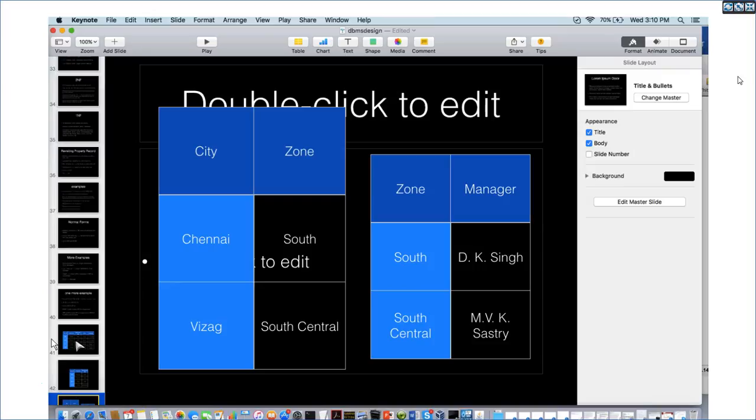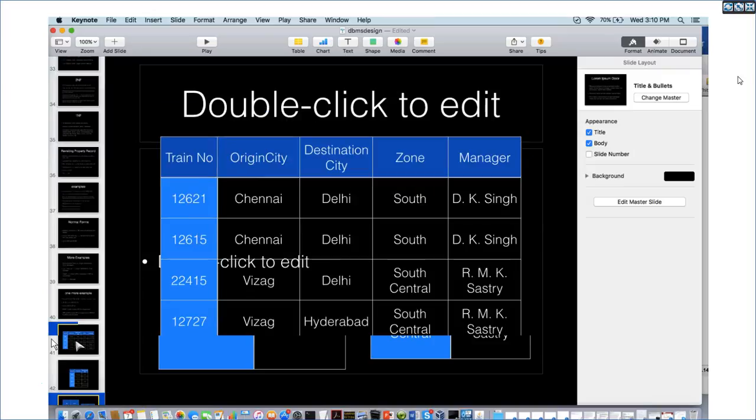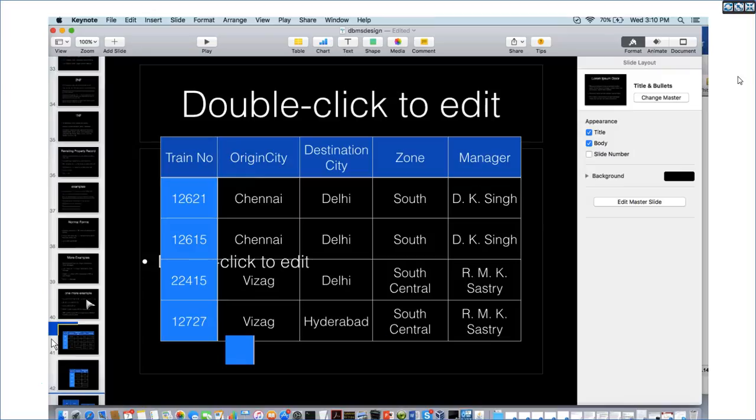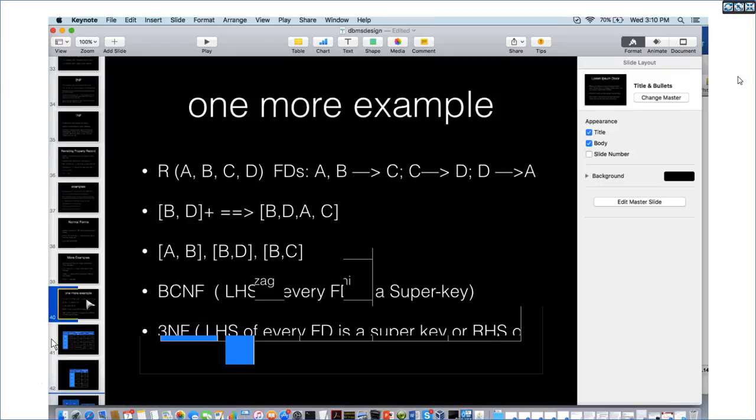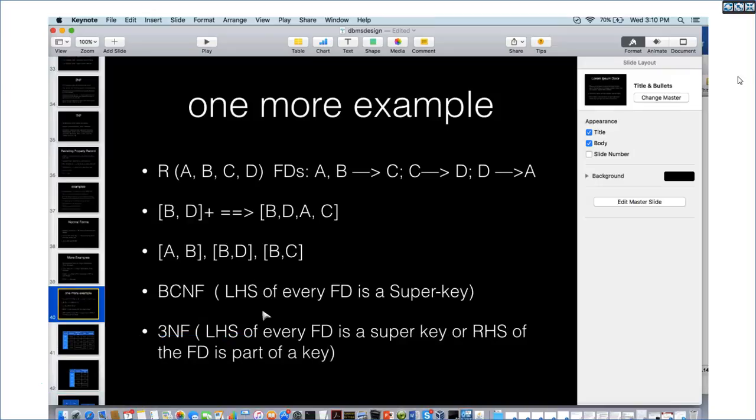Now 3NF can cause duplication. Because if you look at an FD, the LHS of the FDs is not always a key. It can also be that the RHS is part of a key. To make you understand this, I will do a simple BCNF violation which I did previously, which is in 3NF but not in BCNF, just to make you understand. Then come back to this example.